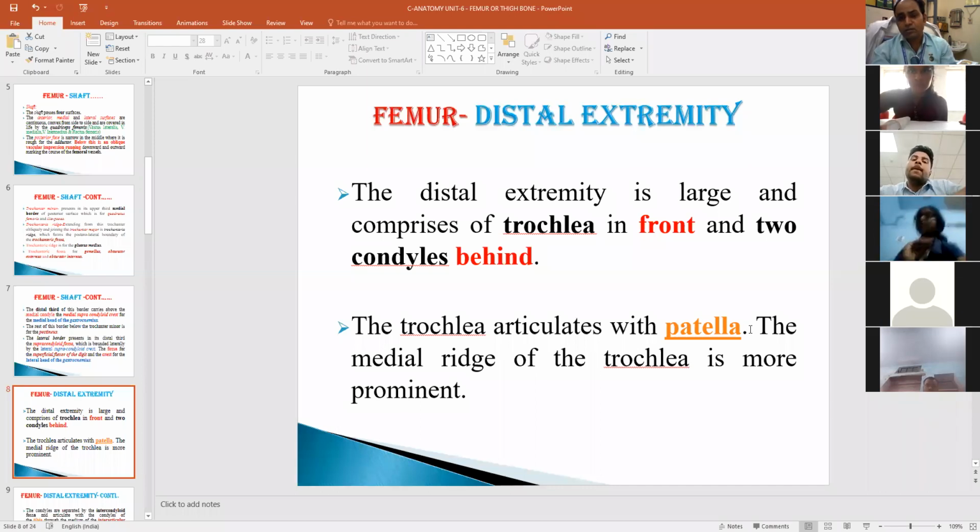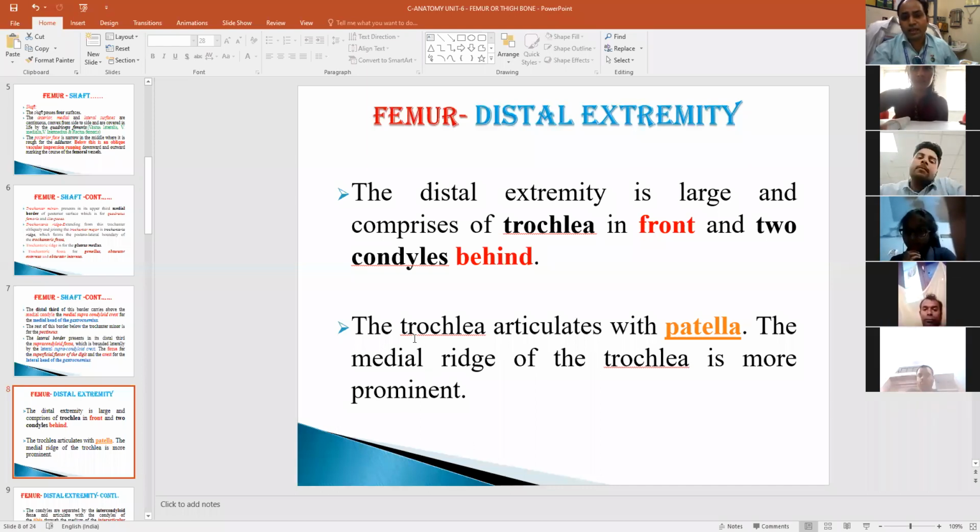Yes, sir. So the question is that the trochlea comes in contact with the patella and forms a joint. This joint is called as.